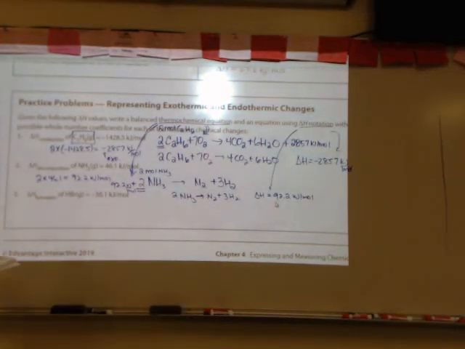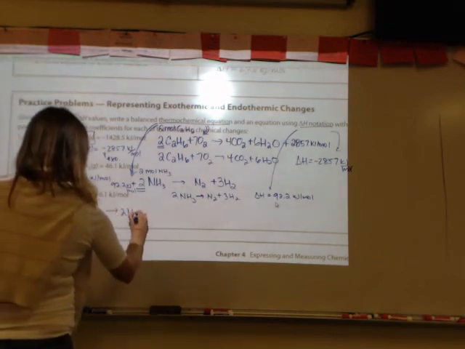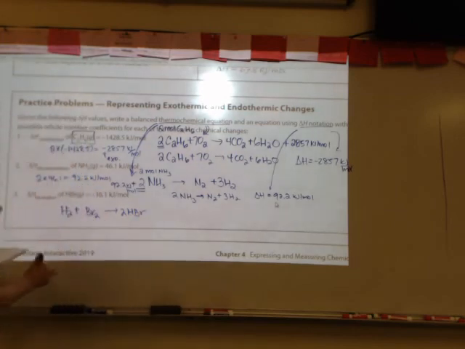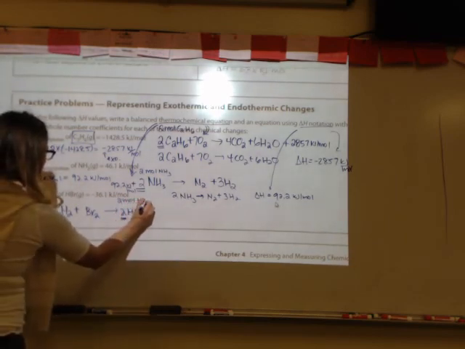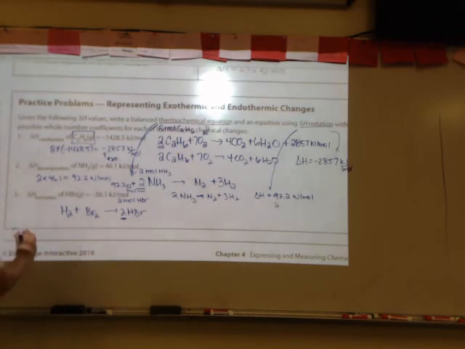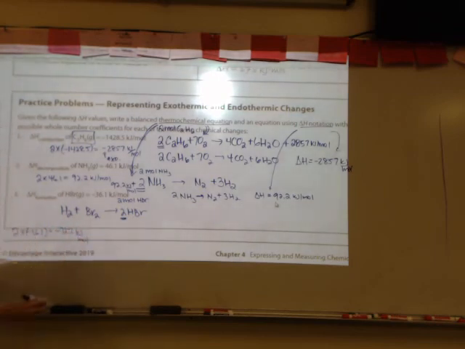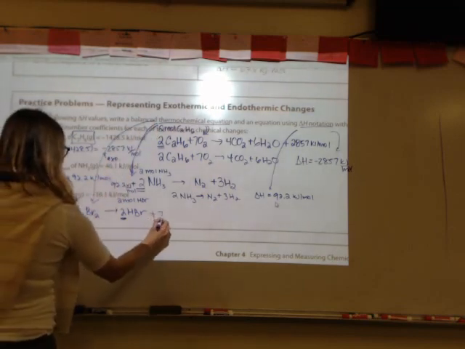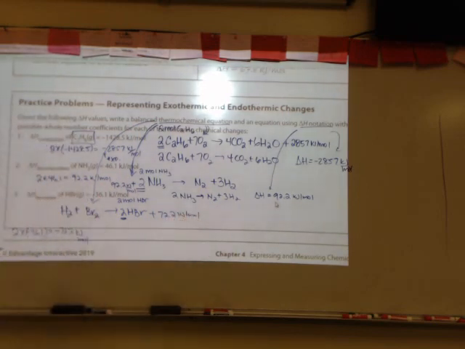For number 3, the formation of HBr, so hydrogen combines with bromine to give you HBr. And this is kilojoules per 1 mole of HBr, but I have 2 moles of HBr. So that means you need to multiply 2 times negative 36.1, which is going to be a negative 72.2. So that means for my thermochemical equation here, I need to combine the 72.2 with the other product on the product side. So there's my thermochemical equation.